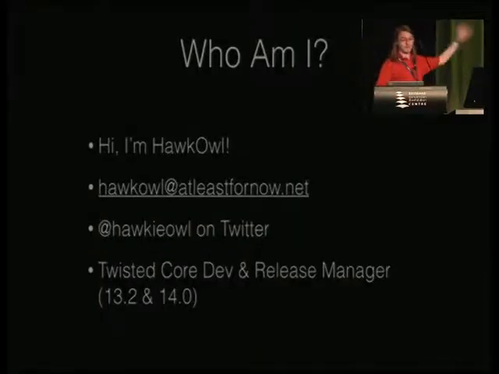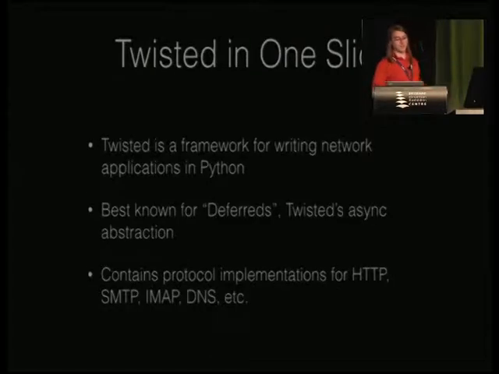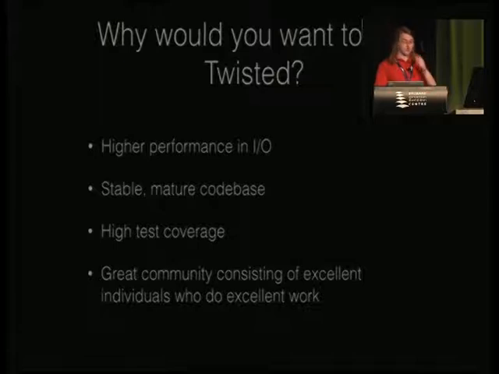I'm Hawkow. I'm a Twisted core dev and release manager for the past year. So Twisted in one slide. Twisted is a framework for writing network applications in Python. It's best known for deferreds, Twisted's asynchronous abstraction. It contains protocol implementations for HTTP, SMTP, IMAP, DNS, all sorts of things. The reason you want to use it is that for I/O blocking applications, it has a higher performance.